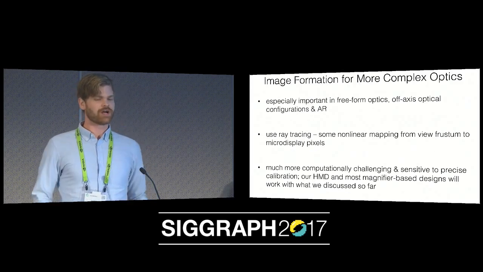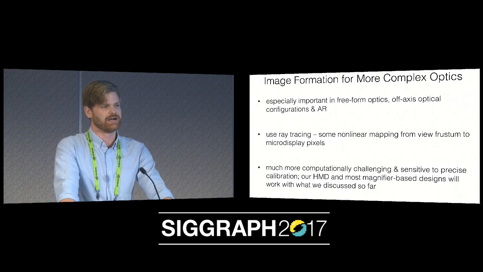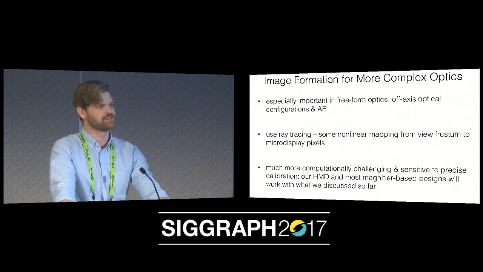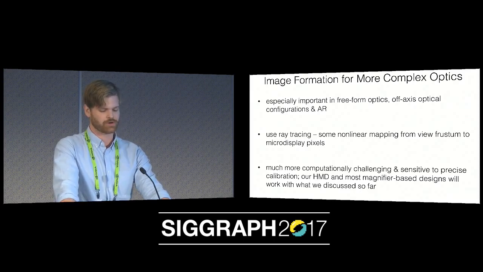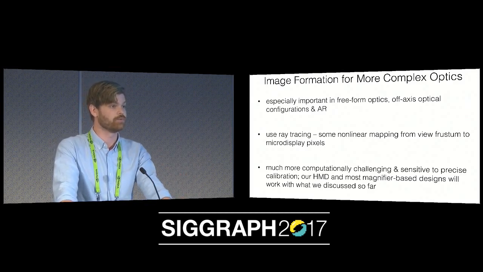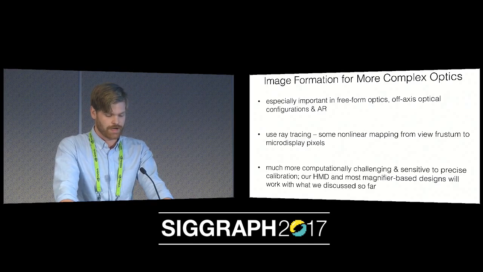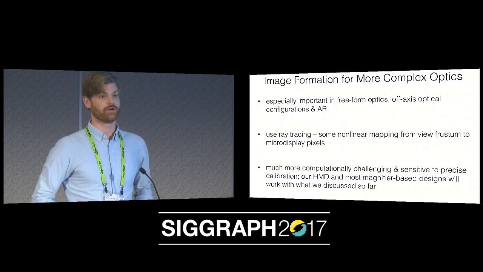This becomes more complicated once you have more complex optics, especially freeform optics or off-axis optical configurations. This doesn't apply to those types of systems. This is essentially defining the image formation model for simple magnifier displays, which current VR displays all follow. You can use ray tracing or some other nonlinear mapping to generate this view frustum, or generate the mapping of your display to what you end up perceiving at the pupil plane, where we perceive the image. Those are all more computationally challenging and sensitive to very precise calibration. Our HMD and most magnifier-based systems follow the derivations that we showed here.